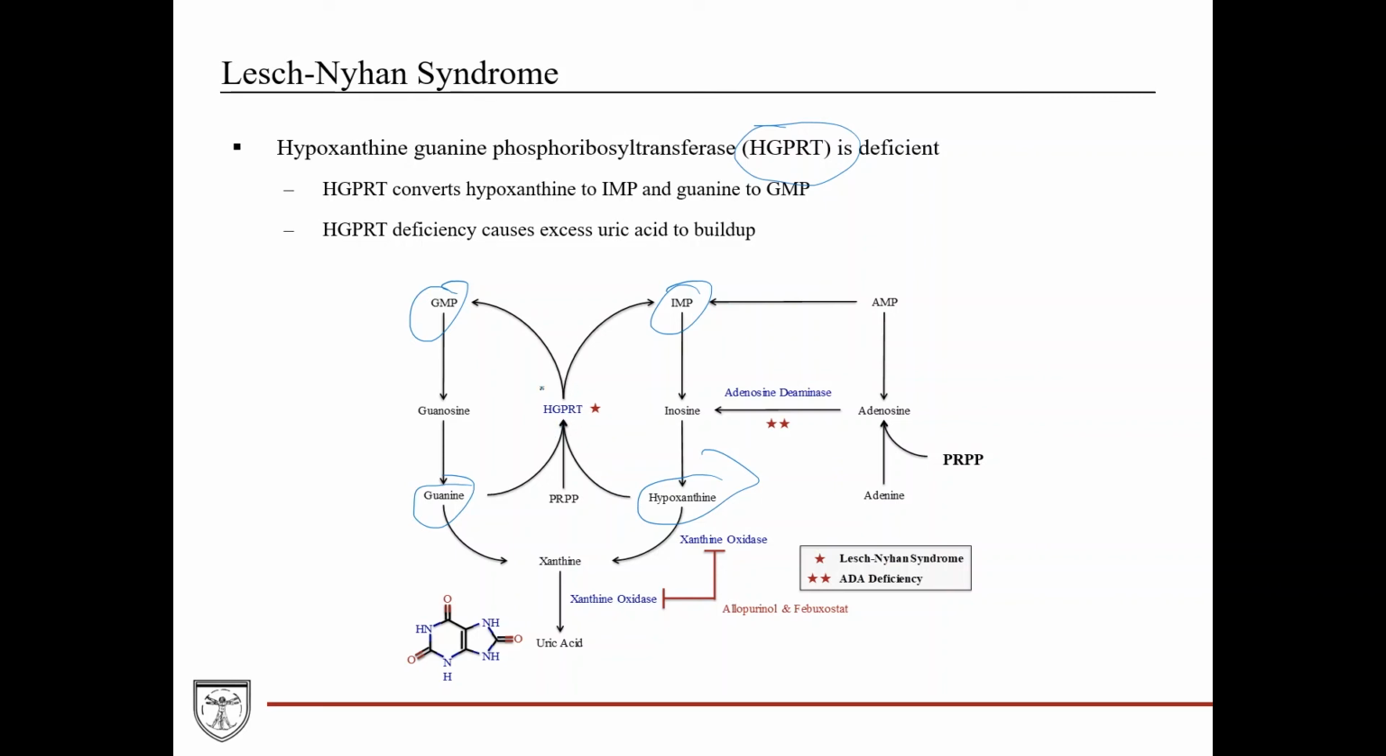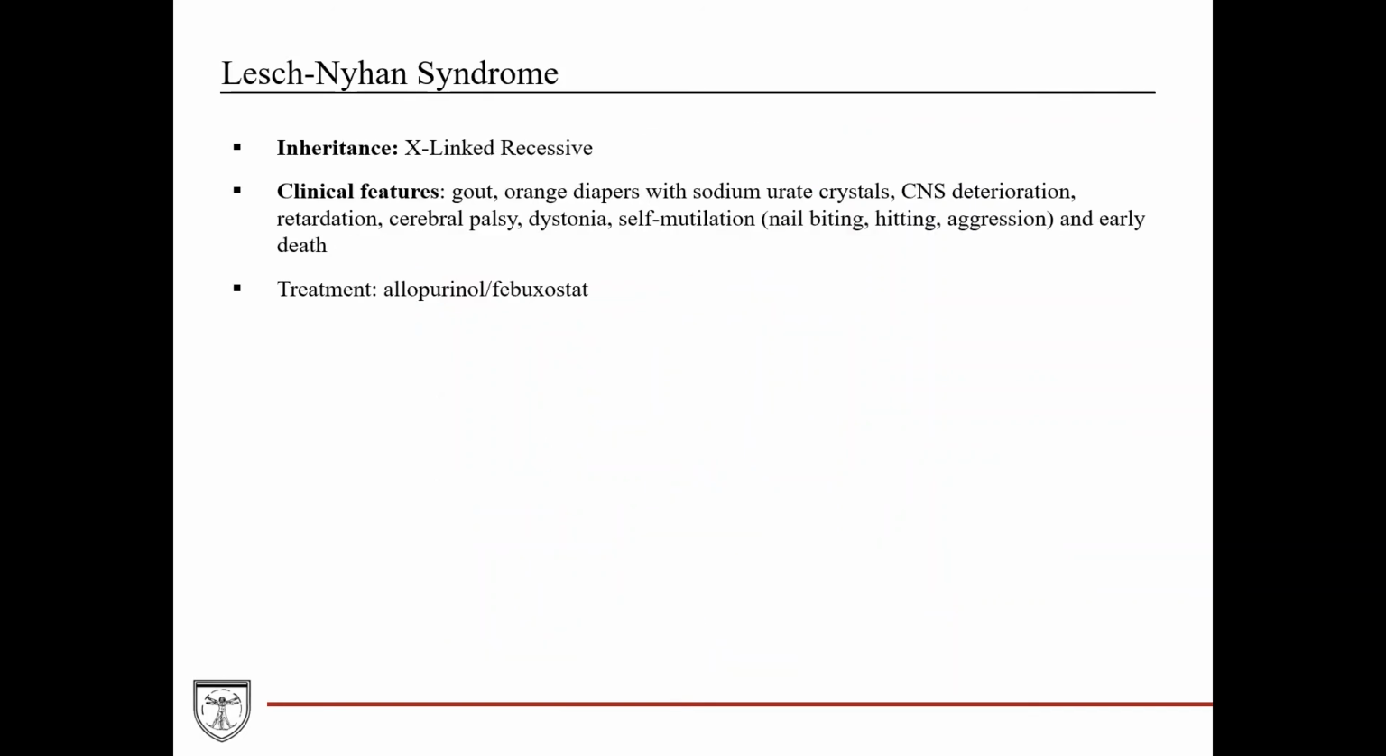And so if you have a deficiency in this enzyme, you're going to have very significant levels of uric acid all the time, much higher levels than the typical gout patient. So the inheritance is X-linked recessive, so typically young boys. Clinical features, obviously they're going to have gout, but then they're going to have, like I said, chronically much higher levels of uric acid, and that results in other symptoms such as orange diapers with sodium urate crystals.